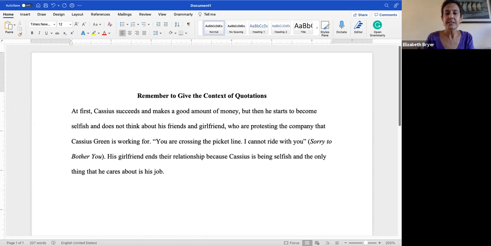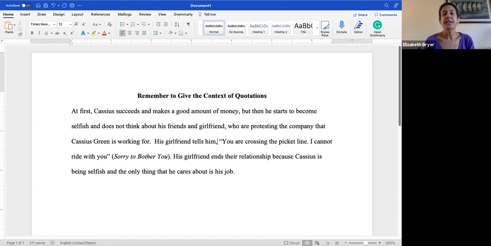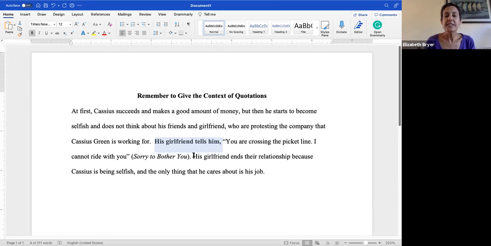So all she needs here is some kind of signal phrase. "His girlfriend tells him, 'You are crossing the picket line. I cannot ride with you.' His girlfriend ends their relationship because Cassius is being selfish and the only thing that he cares about is his job." So now we've got the top piece of bread, the lead into the quote. This is what I mean when I talk about a signal phrase. And after the quotation, she has a good explanation as to what point she's trying to make with this quote. She's trying to show how the code switching doesn't only help Cassius, but it puts him in peril because it divides him from the people he cares about.